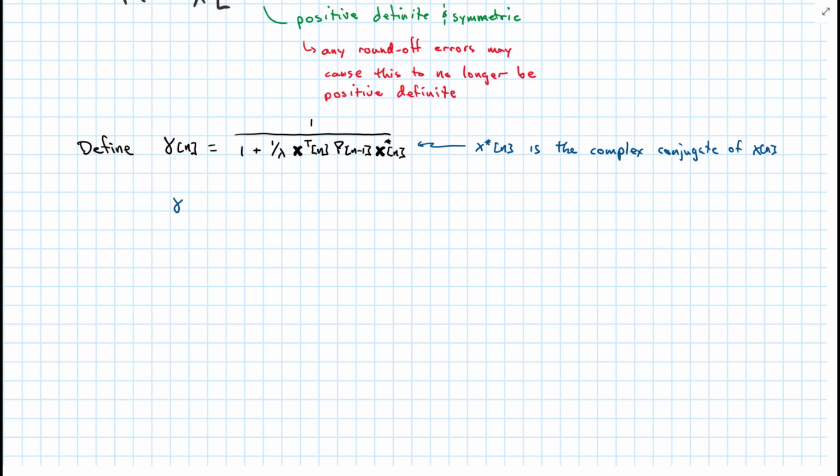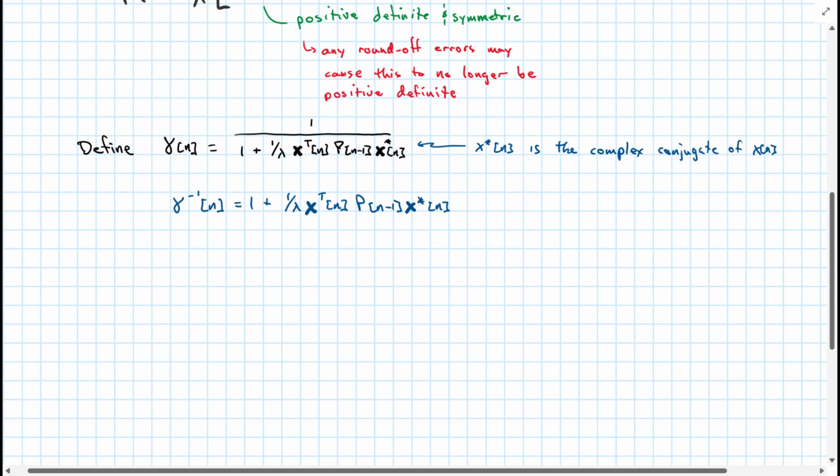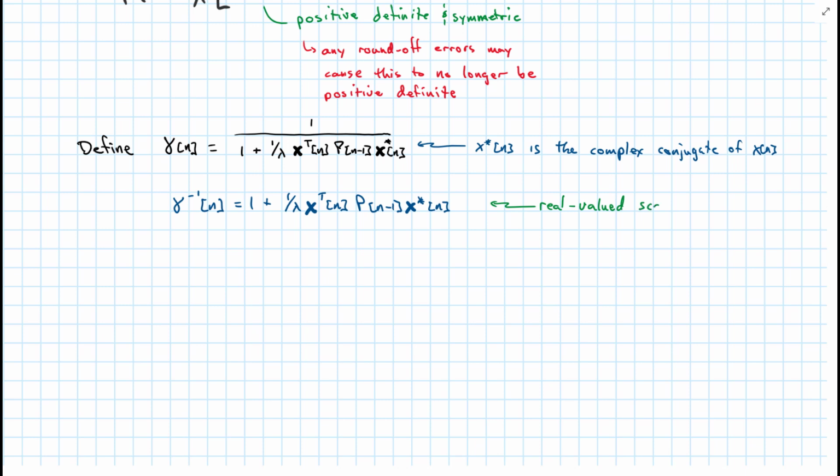Okay, if we have this, then we can come up with gamma inverse without too much imagination. And we should note that this is a real valued scalar. And now we can multiply that by g of n. G of n was defined in our previous development, and that gives us, in fact, let's go back and take a look.